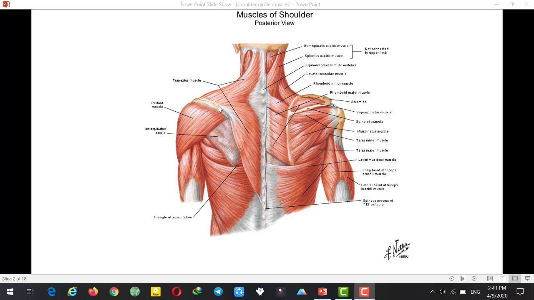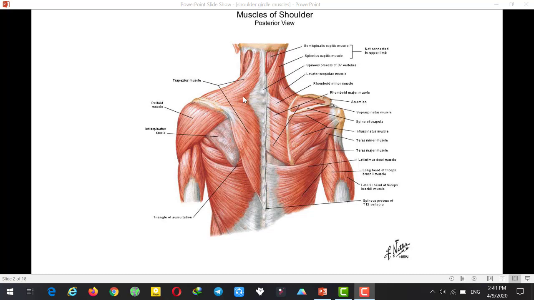Okay, I repeat it. Acromion, spine of scapula, and clavicle make a U form. And the trapezius is attached to the inside of this U form.